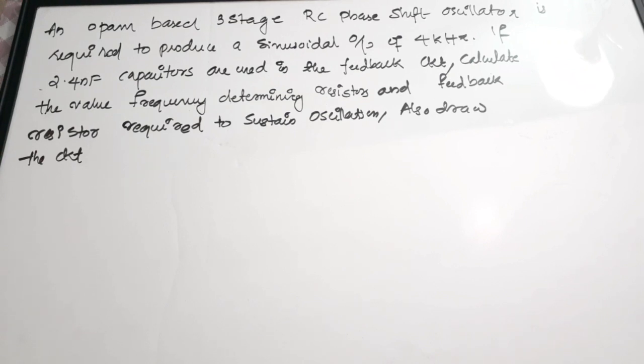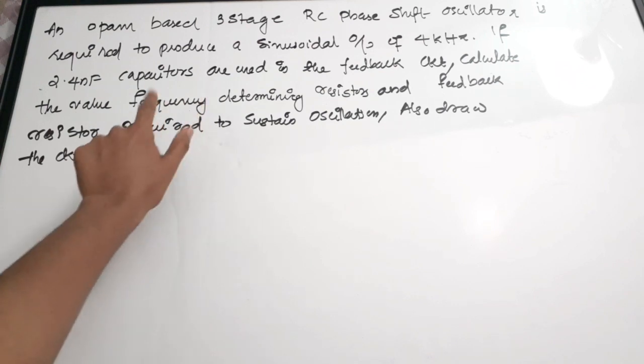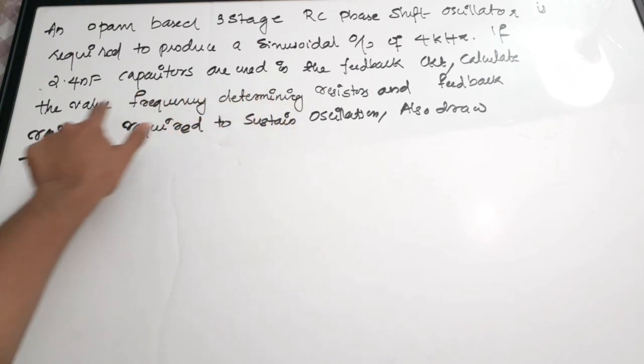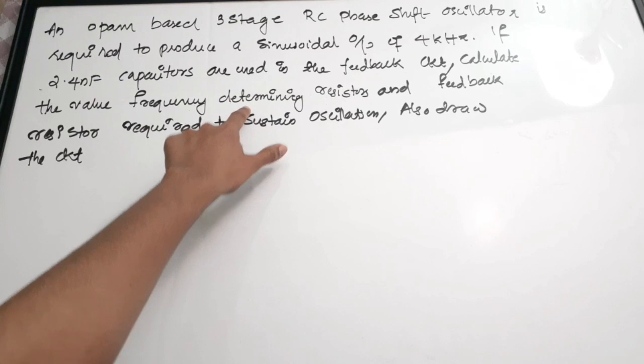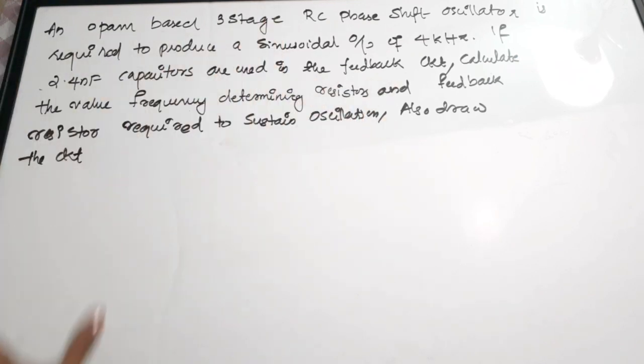The next question is: an op-amp based 3-stage RC phase shift oscillator is required to produce a sinusoidal output of 4 kHz. So the frequency is given. If 2.4 nanofarad capacitors are used in the feedback circuit, calculate the value of frequency determining resistors. Means calculate the value of resistors. We need to find the value of resistors.